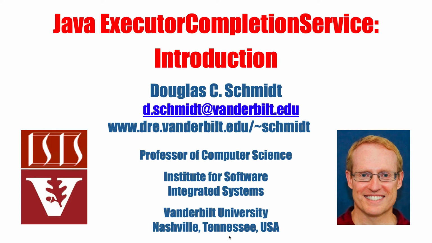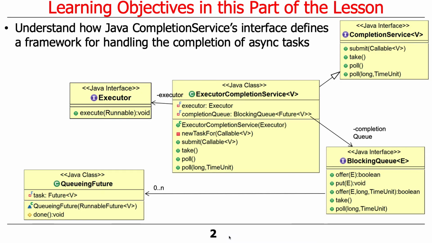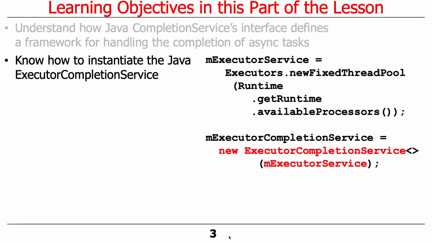We will now continue with our discussion of various components, classes, interfaces, and so on in the Java Executor framework. And we're going to start talking about something called the Java ExecutorCompletionService. And you'll see how this is an interface plus some other classes and interfaces that defines a really interesting framework for handling the completion of async tasks. I should probably say the submission and handling of async tasks. That's probably a better way to put it.